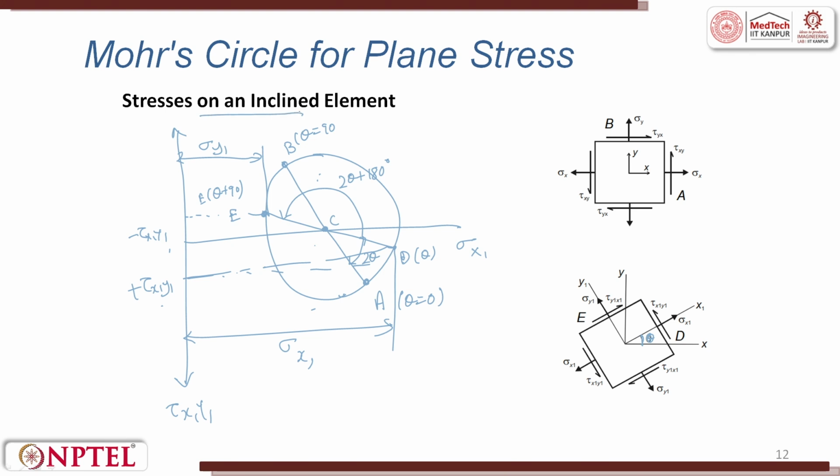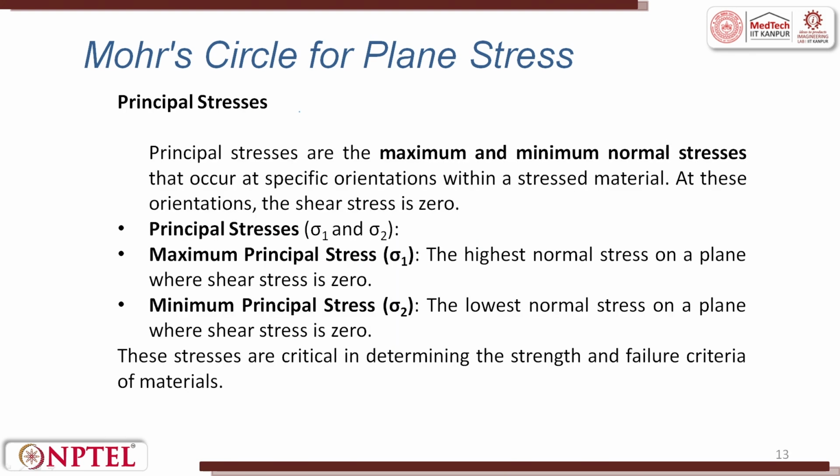So, moving forward, if we wanted to find out the principal stress: the principal stresses are the maximum and minimum normal stresses that occur at a specific orientation within a stressed material.